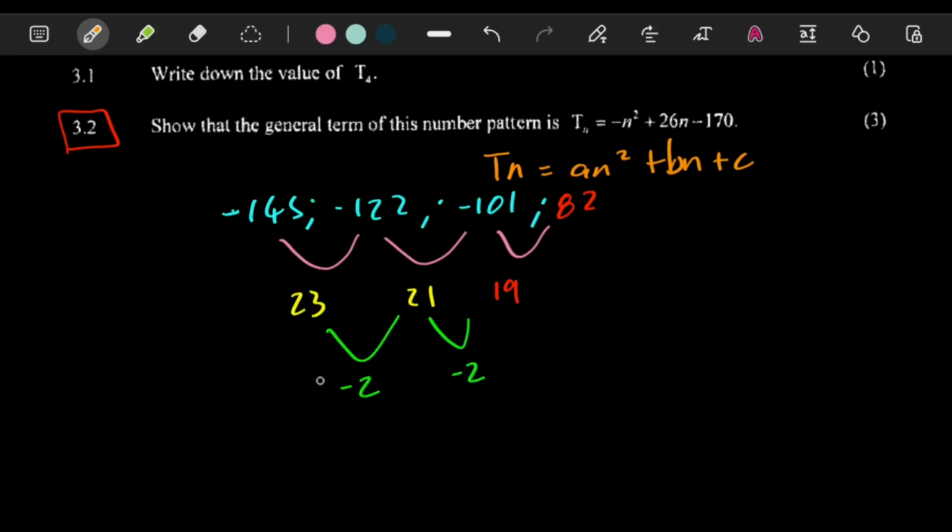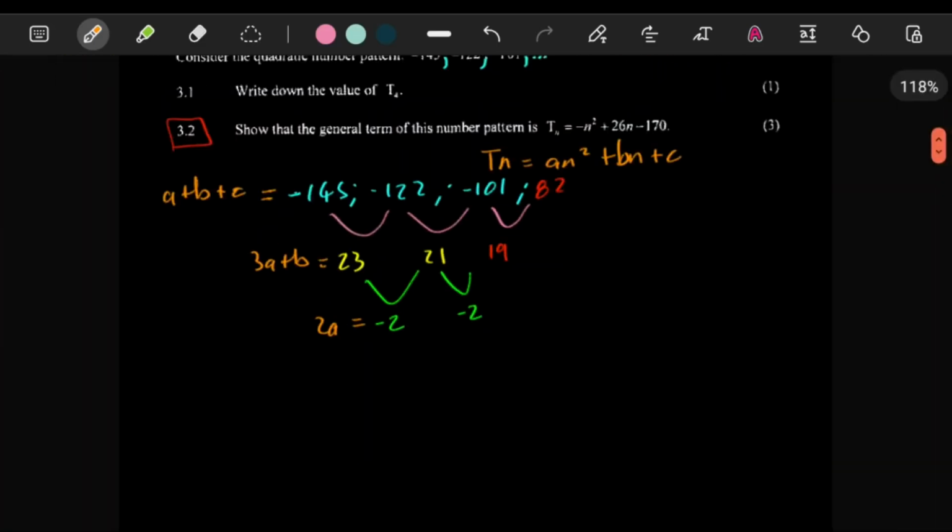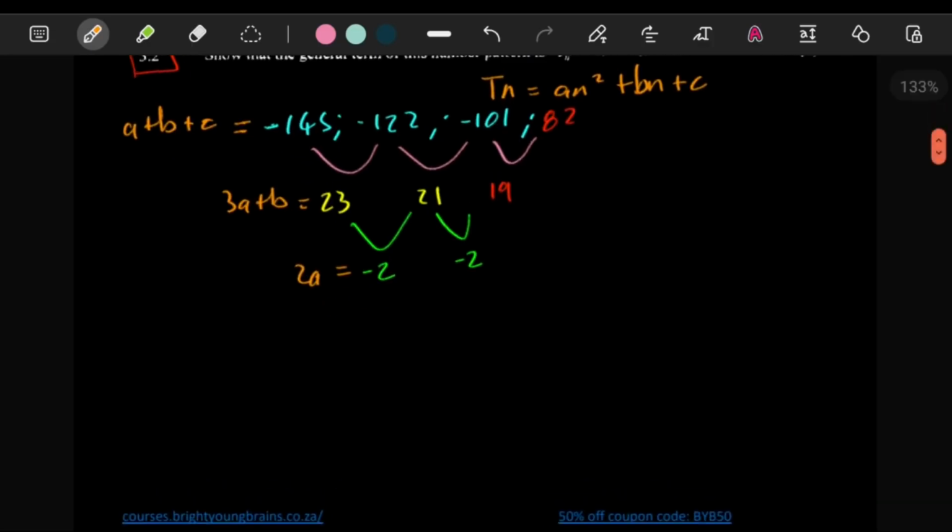So here, this is equal to 2a. This is equal to 3a plus b. This is equal to a plus b plus c. Nice. Very nice. So getting a is quite easy over here.